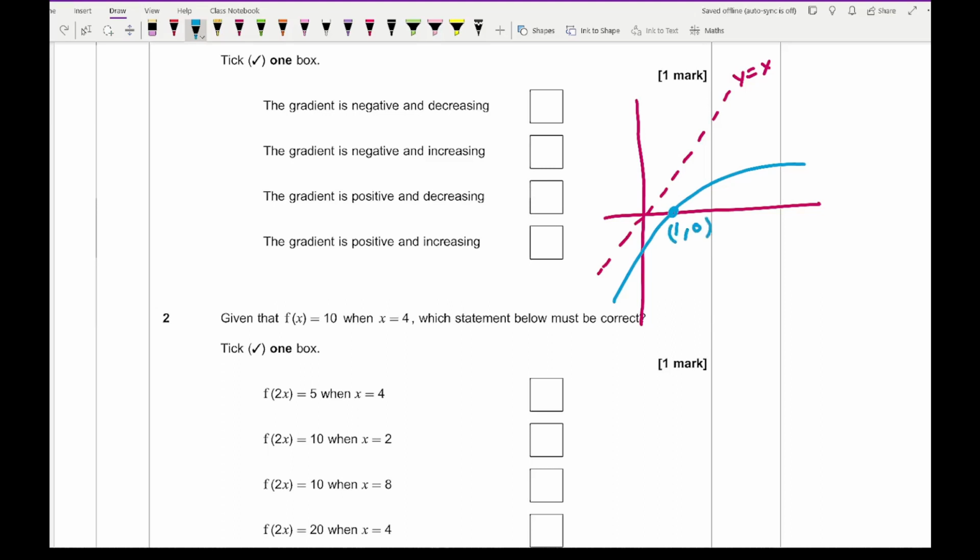Now at this point, the gradient is going to be positive, but it is going to be decreasing because the gradient is going to get smaller and smaller and smaller. So the box that needs to be ticked is going to be the third option.